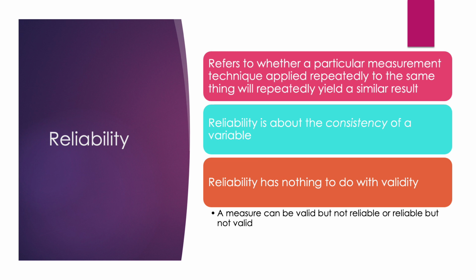Finally, reliability refers to whether a particular measurement technique applied repeatedly to the same thing will repeatedly yield the same or similar result. Reliability is about consistency. It has nothing to do with validity. A measure could be valid, but not reliable and not yield the same or similar results every time. Or the measure could be reliable and yield the same results, but could be completely invalid.